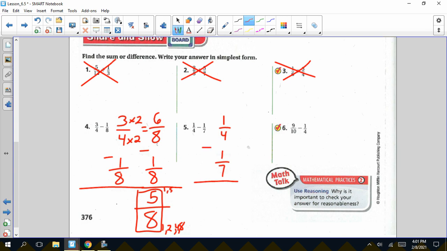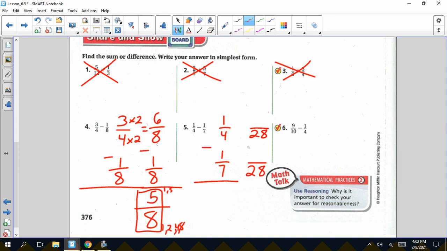1/4 and 1/7. They do not have the same denominator. So we have to count by 4s and count by 7s until we find a number that they have in common. One trick that works some of the time to help you out is that you can multiply the two denominators together. Now remember, this will not give you the least common denominator all the time, but it will give you a common denominator. So if I took 4 times 7 and got 28, that is a common denominator. And in this case, 28 is the least common denominator.